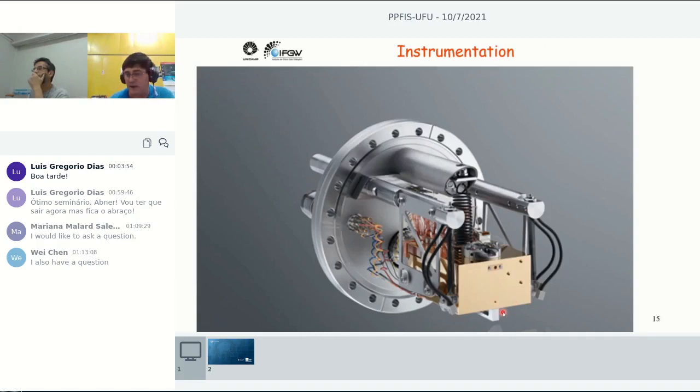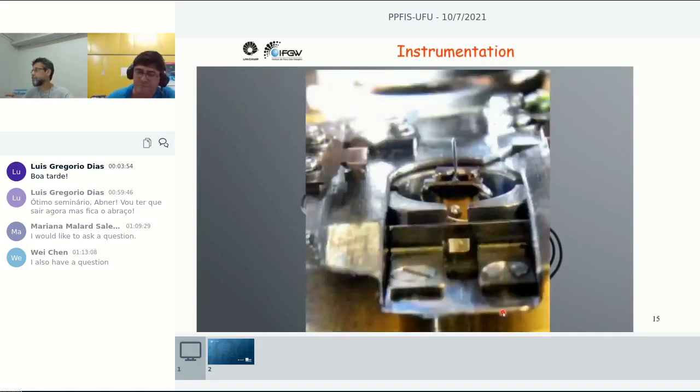This is the idea, because we want to be sensitive to sub-angstrom. That means any vibration that comes from the ground. For example, if a bus passes through the street here, I can feel the bus passing through. I know exactly when the bus is going through in front of my lab.